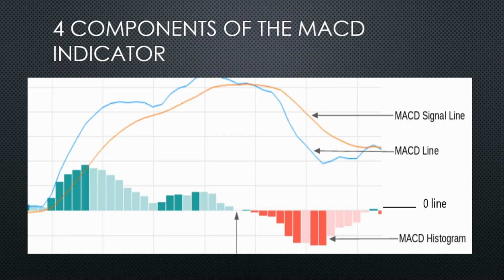The MACD indicator has four components. First one being the MACD line itself. It's the blue line we have right here. Second one being the MACD signal line. That's the orange line over here. Third one being the zero line. And the fourth is the MACD histogram.